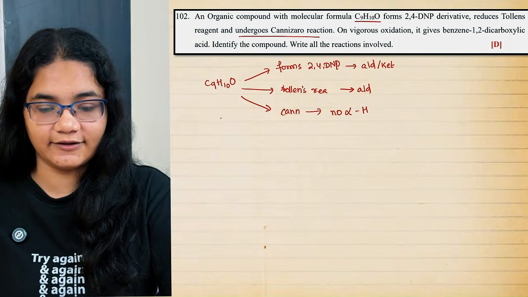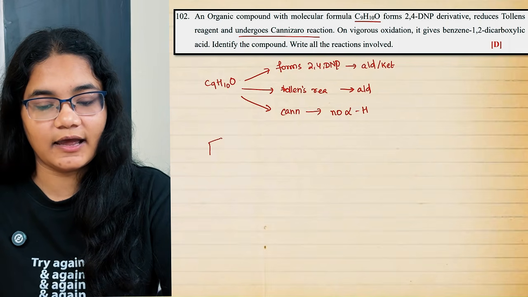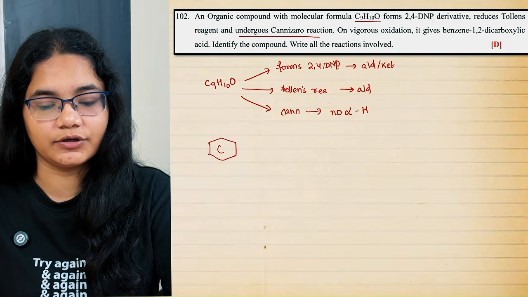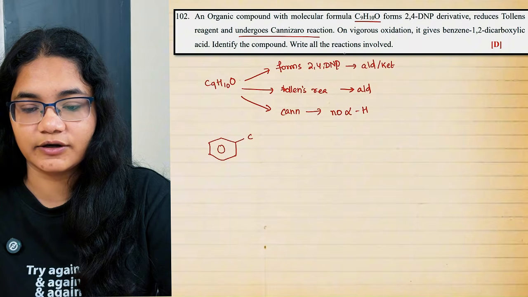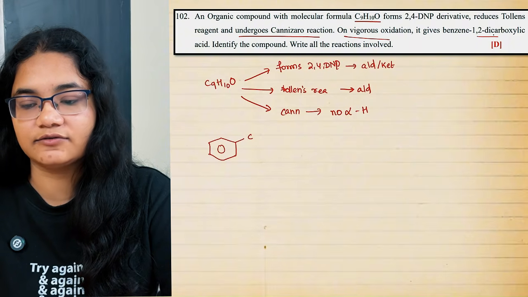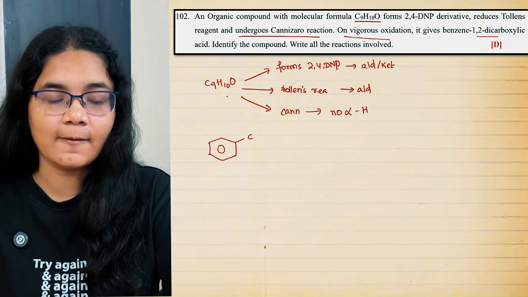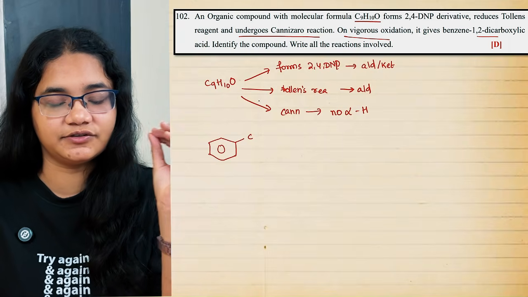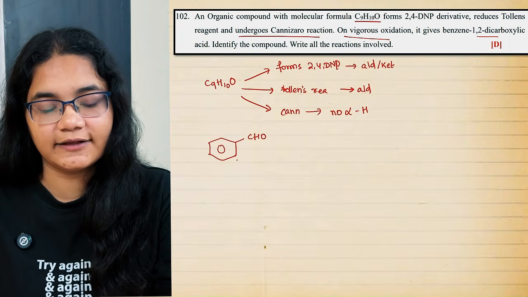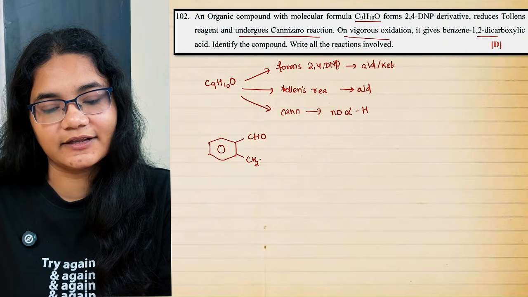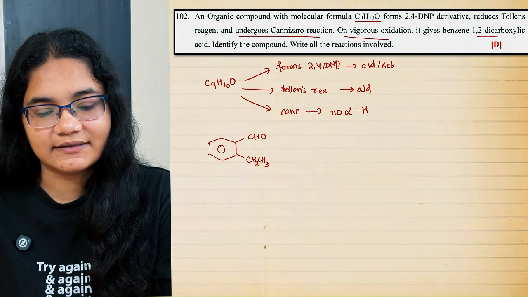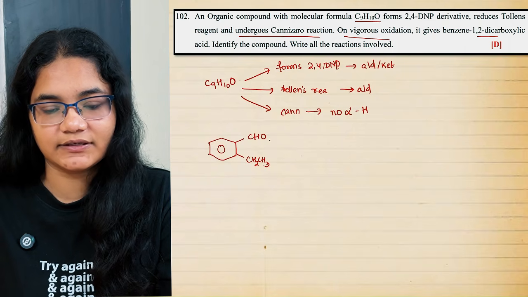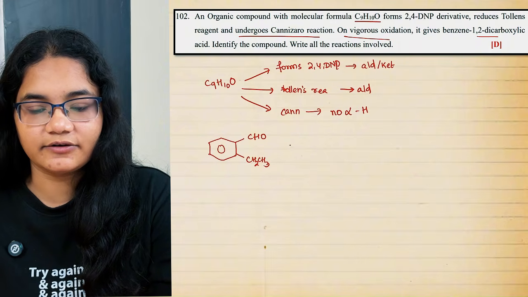C9H10O is there. So I can have the 6 carbons used here, then you have a structure like this. One more structure is there. On vigorous oxidation, it gives you a 1,2-dicarboxylic acid. That means the substituents are present adjacent to each other. So if you have CHO and CH2CH3, so it is 6, 7, 8, 9. 9 carbons are there, 10 hydrogens are there and 1 oxygen is there. So let's write down all the reactions.